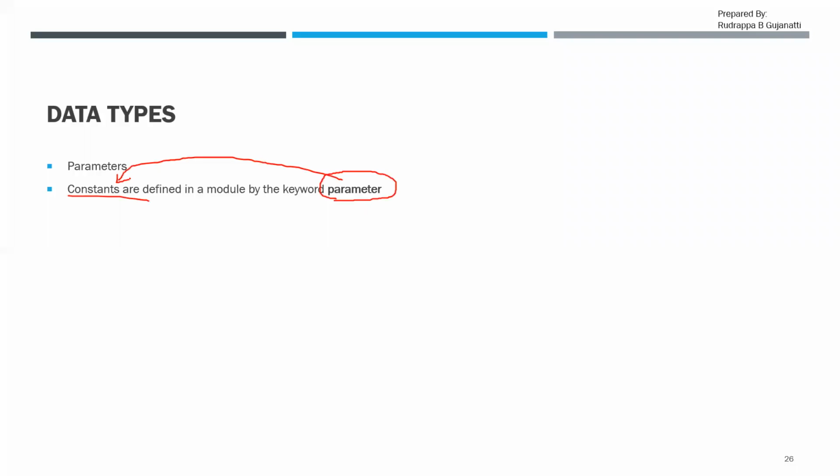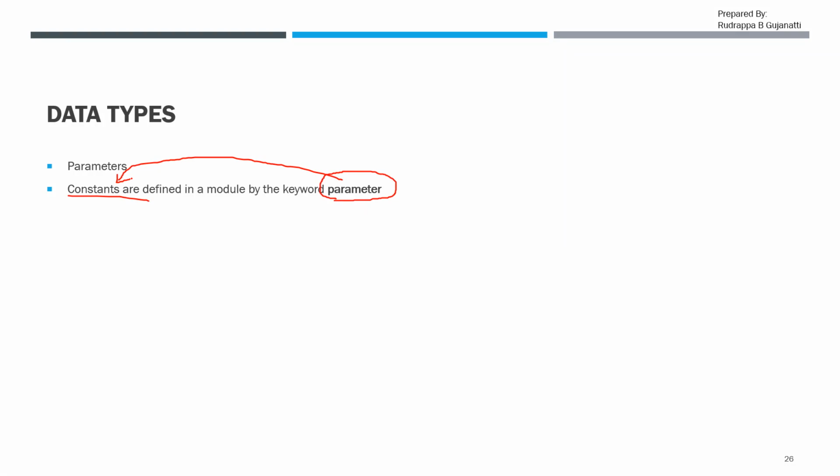So next one is parameters. What does a parameter specify? We can have constants which are defined in the modules, and these are used with the help of parameters. So parameters help us define a few of the constants in a Verilog module.